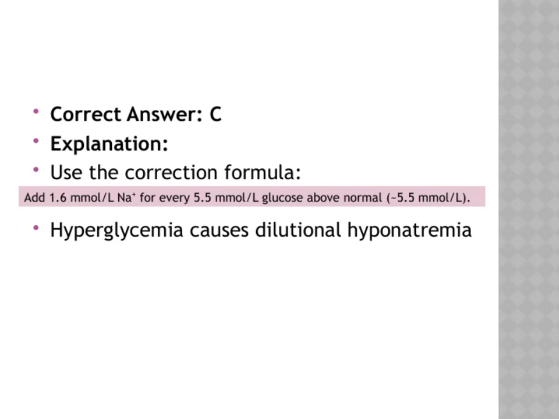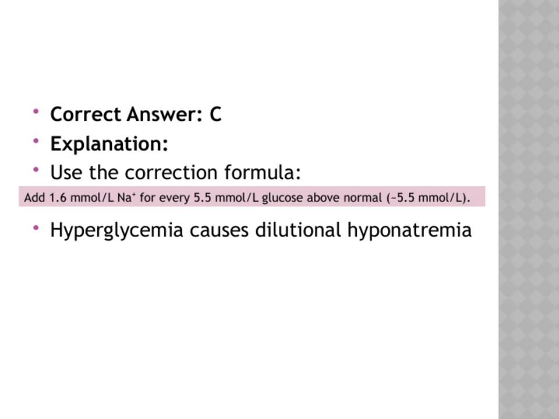Alright, let's talk about how to adjust sodium levels in cases of hyperglycemia. The key point here is that, for every 5.5 mmol/L increase in glucose above normal, which is around 5.5 mmol/L, you need to add about 1.6 mmol/L of Na+. So, if a patient's glucose is significantly elevated, their serum sodium can appear artificially low due to dilution. This is why we use a correction formula. It's a way to estimate what their true sodium level should be, accounting for the high glucose.